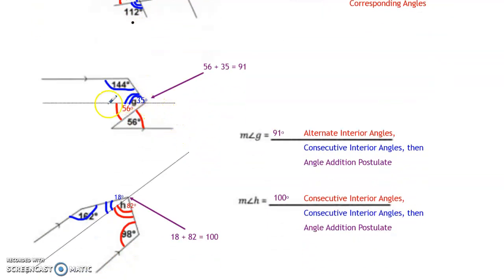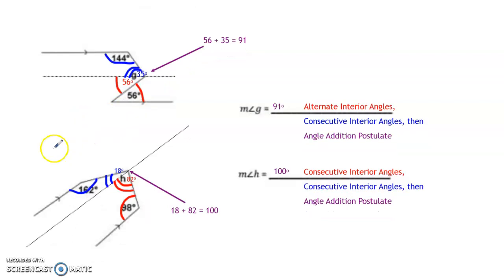Here we're introducing the idea of auxiliary lines. If you didn't already know this, we go over it in class during lesson 3. I know that this measure is 144 degrees. If I draw an auxiliary line here that splits this angle into 2 separate angles, that means that 144 degrees and 35 degrees equals 180.